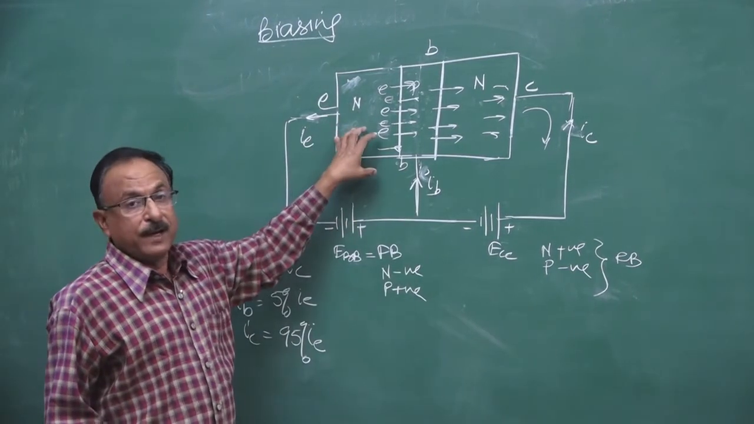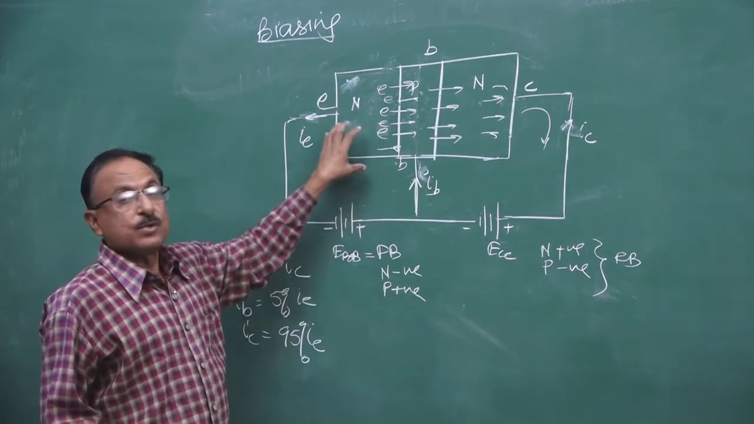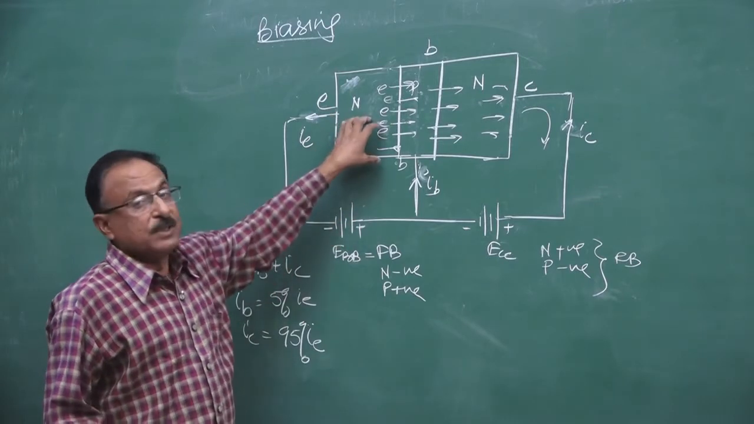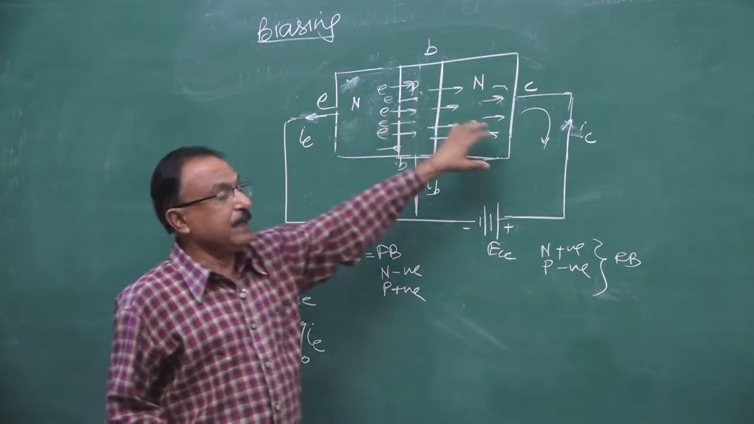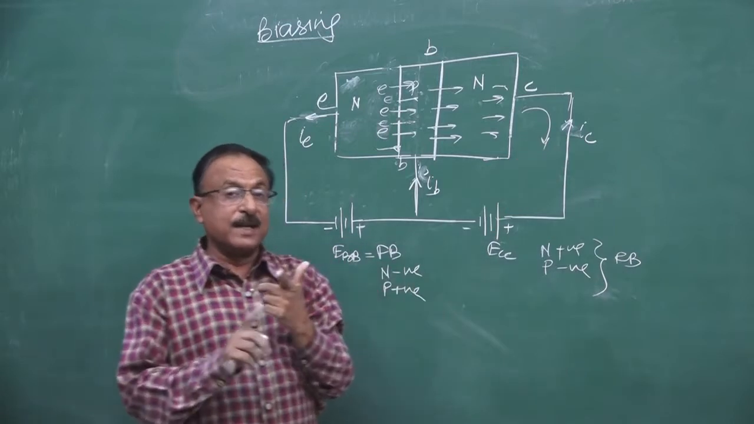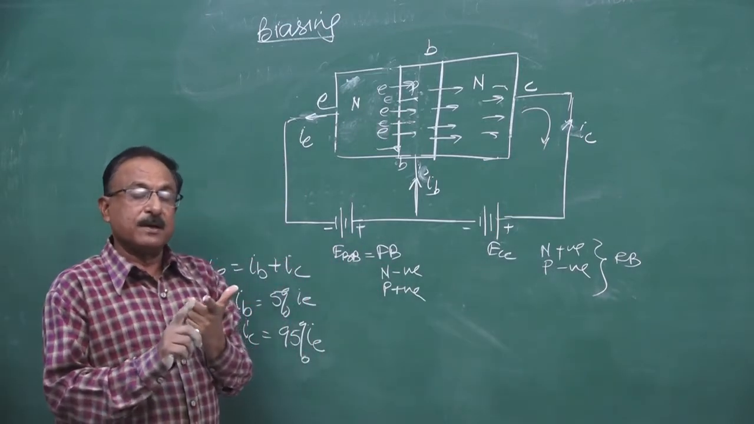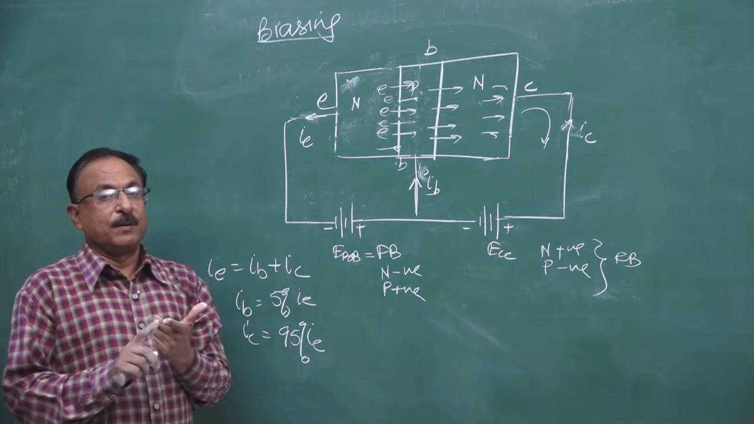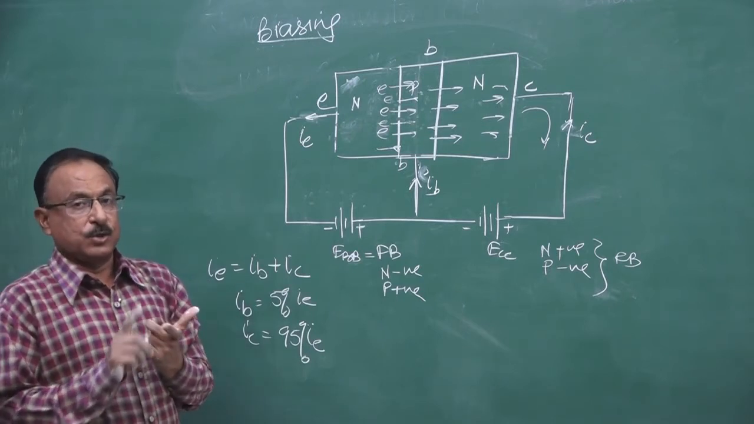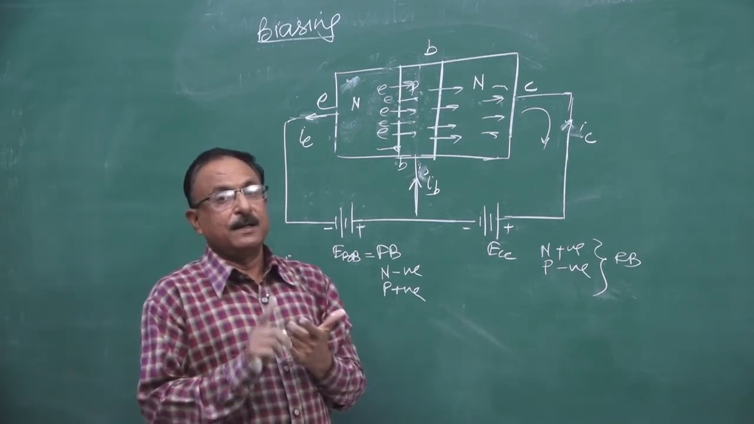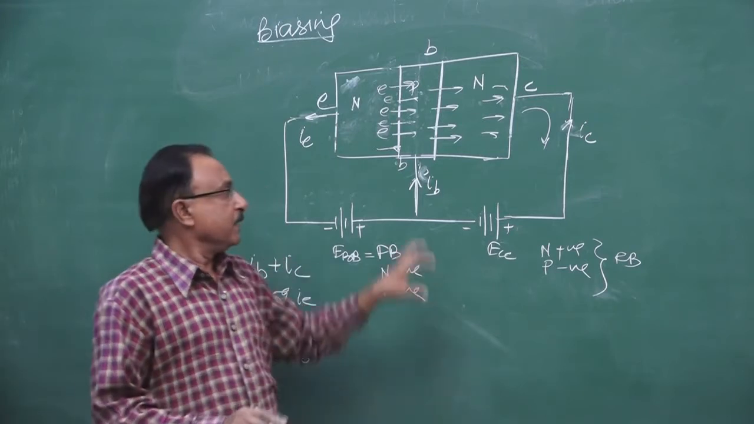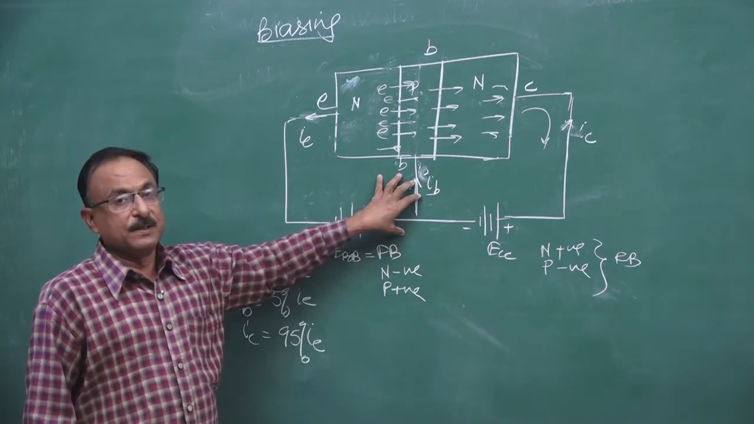I have done it for N-type semiconductor. You can also try connecting the batteries with the PNP type of transistor. The only thing is that wherever the emitter is, it should be forward biased. If the emitter is P, it should be positive. If the emitter is N, it should be negative, right? So this is the biasing of the PN junction.